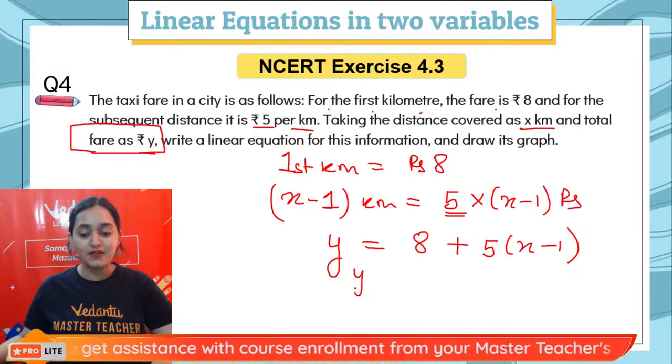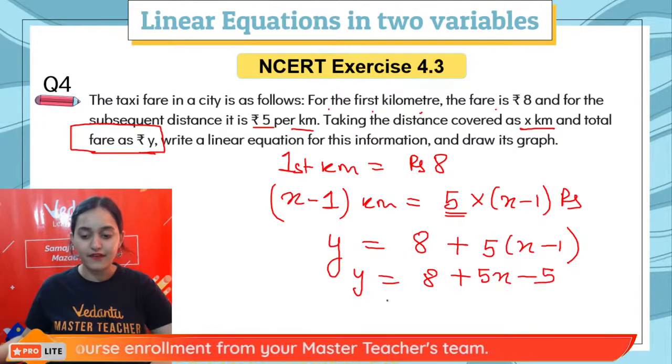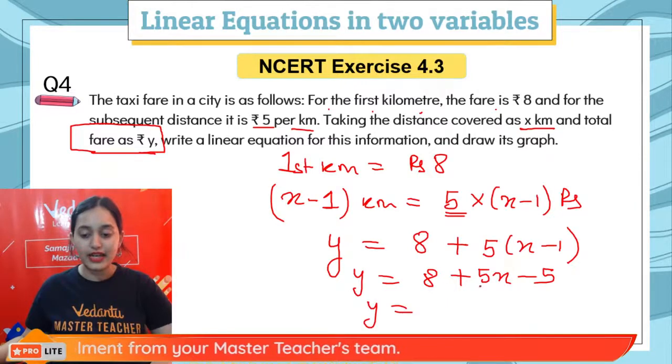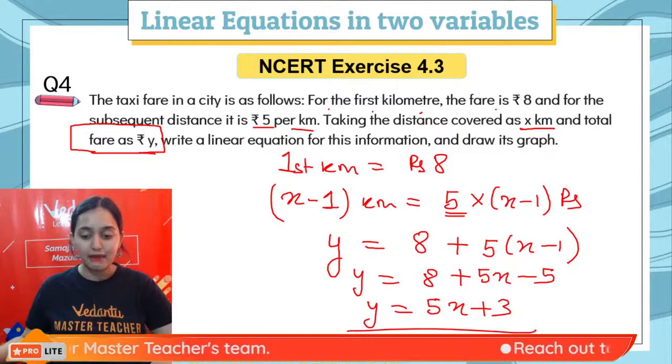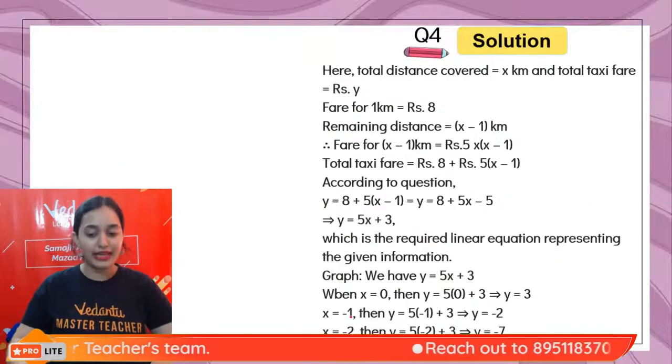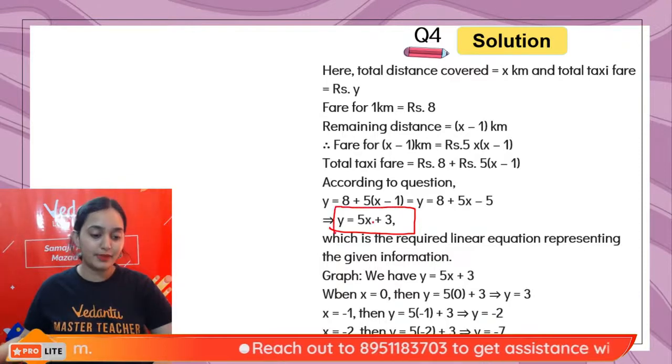So what is the equation form? Y is equal to 8 plus 5x minus 5. So y is equal to 8 minus 5 is 3. So 5x plus 3. ये बन गया हमारा इक्वेशन. Y is equal to 5x plus 3.